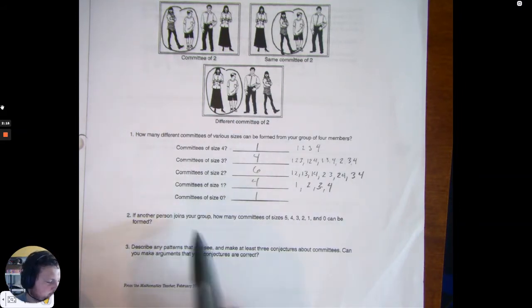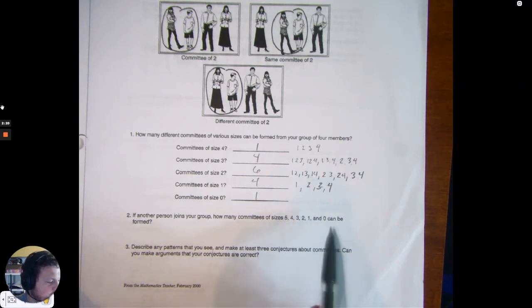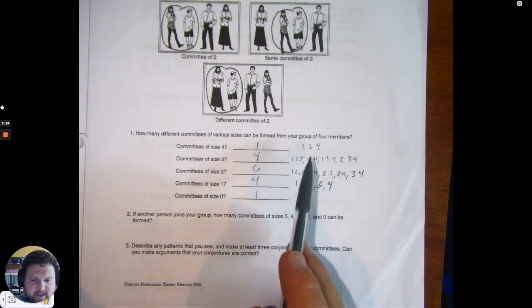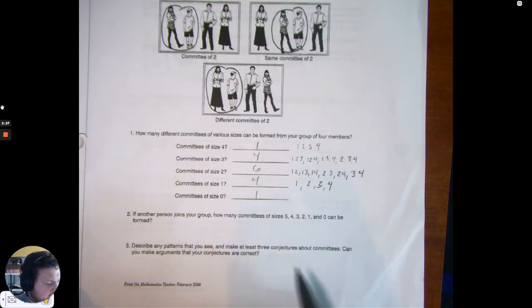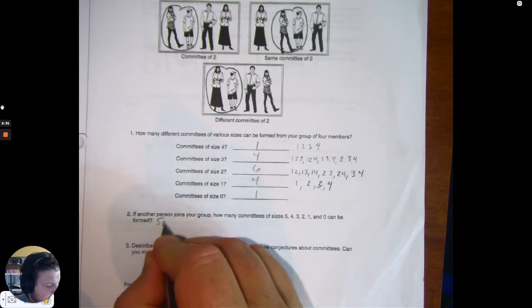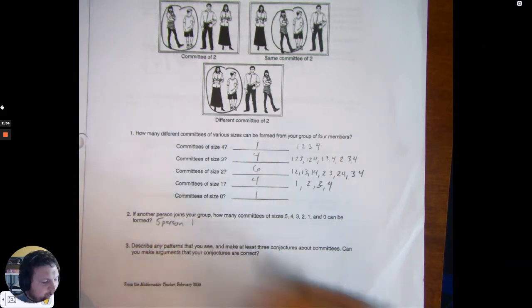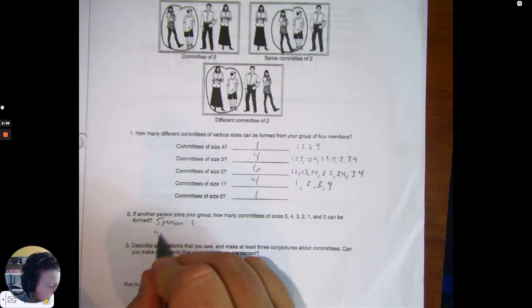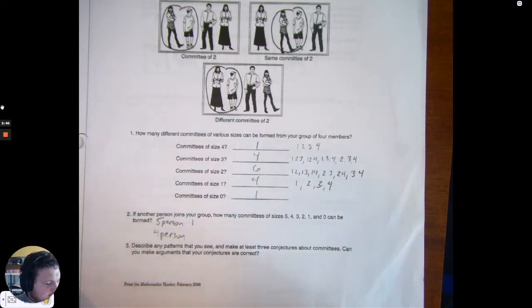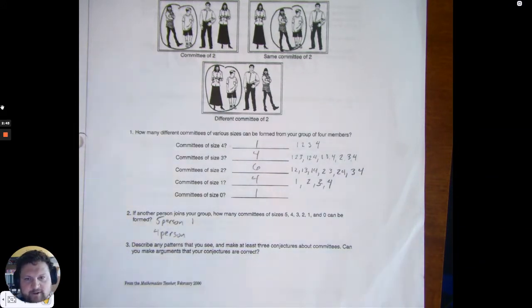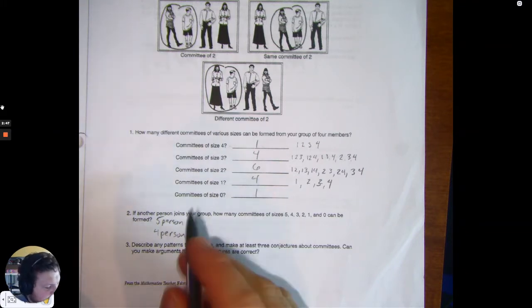Okay, so it says if another person joins the group, how many committees of sizes 5, 4, 3, 2, 1, and 0 can be formed? We have to use the same basic idea that we used up here, only now we're looking at 5, 4, 3, 2, and 1. If we're looking for a 5-person committee, there's only one way, to take all 5 people. If we want a 4-person committee, then we could take one person out, each one of those 5 people.